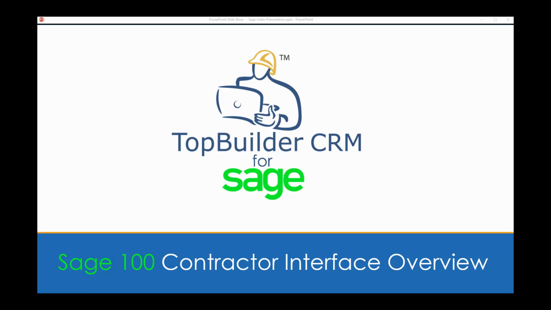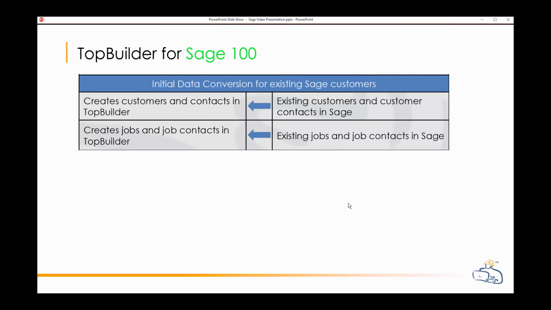application. We will begin by mentioning that setting up this interface literally takes 5 minutes. All you have to do is copy a few files to the machine where Sage runs, run a few SQL scripts, and it's ready to go. Once the interface is turned on, TopBuilder will receive all the customers, customer contacts, jobs, and job contacts from Sage into TopBuilder to seed the TopBuilder CRM account, making it an instant data conversion process.